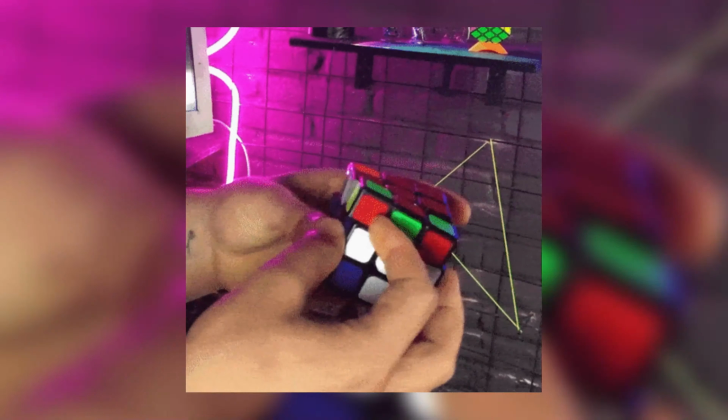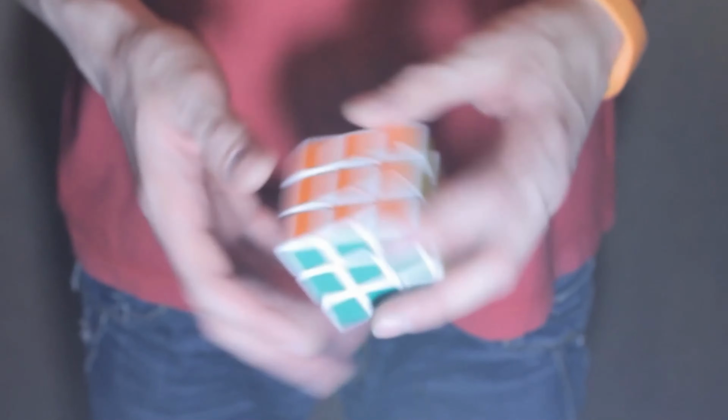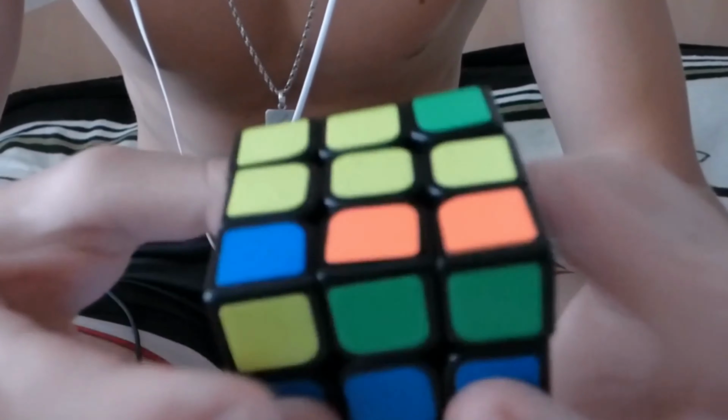Well, how did it go? We recommend pausing the video and trying it out yourself to see. Remember, practice makes perfect. Don't get discouraged if it takes a few tries to solve the cube smoothly. Keep practicing and soon you'll be able to solve it in record time.